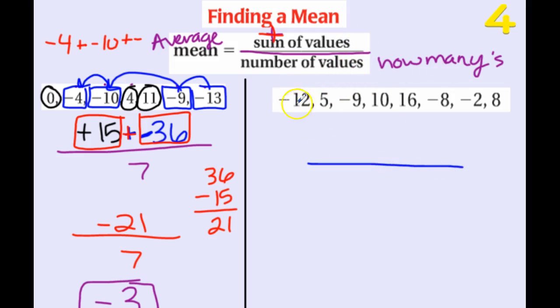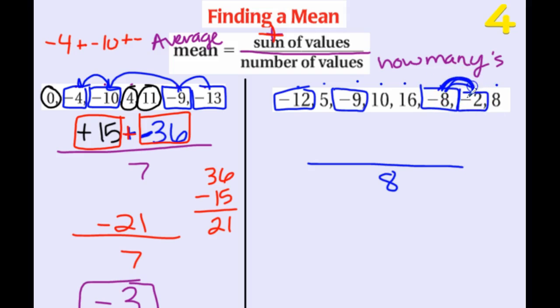Alright, so how many numbers do we have? We have 1, 2, 3, 4, 5, 6, 7, 8. If we combine all of the negatives, let's do negatives first this time. I'm going to just circle all my negatives. Well, hey, I know these two, 8 and 2, they're all negatives. That'll make a negative 10. Negative 10 and negative 9, that's negative 19. And we have another negative 12. Same sign, we're really just adding them up. So we have 9, 10, 11. We have 31. And they're all negatives. So every single one was a negative number.